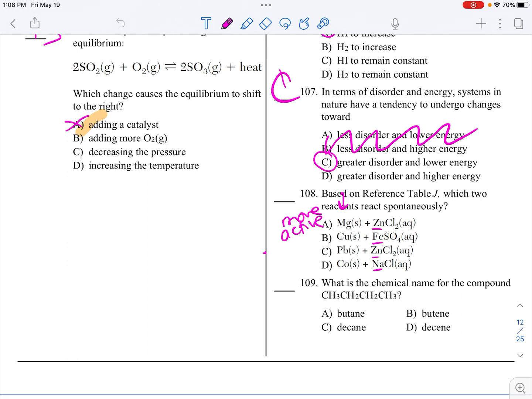Is magnesium higher than zinc? It is higher. So that should be our answer. Let's just make sure. Is copper higher than iron? No, so that won't work. Is lead higher than zinc? No. And is cobalt higher than sodium? No. So the singleton has to be more active.